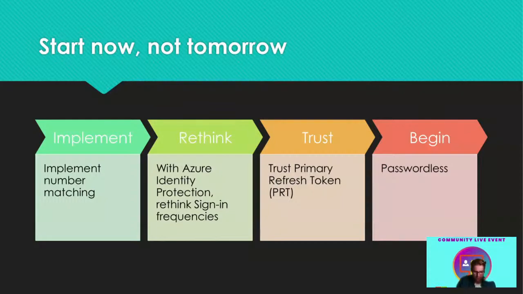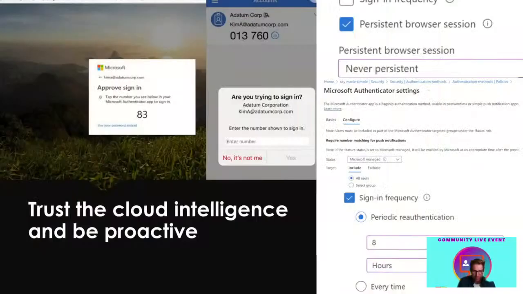Yeah. So my previous slide here has many screenshots, but the point is that we need to trust the cloud intelligence and be proactive. In the first picture on the top left, you can see the number matching I'm speaking about. They see a number on their screen, they get an 83, and they need to input this number. So there's no more yes or no. They need to click the number they see. That will remove MFA phishing attacks, which also happen out there.